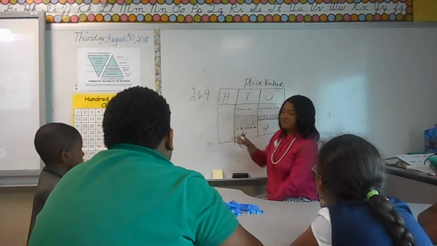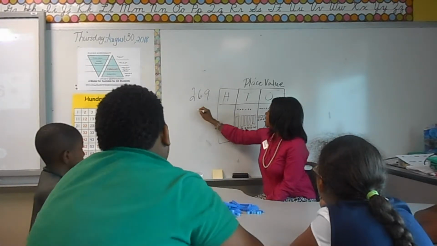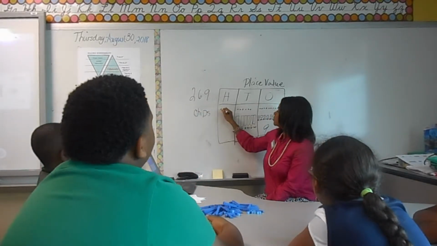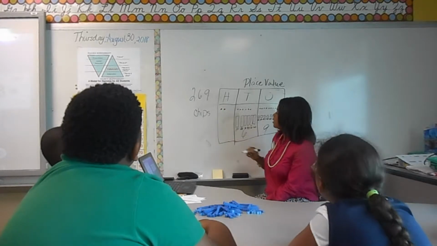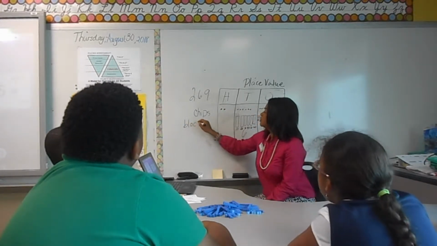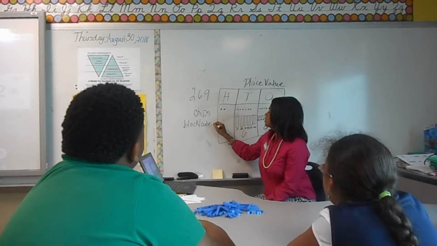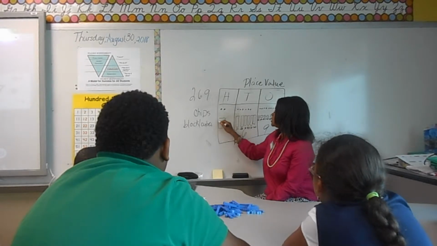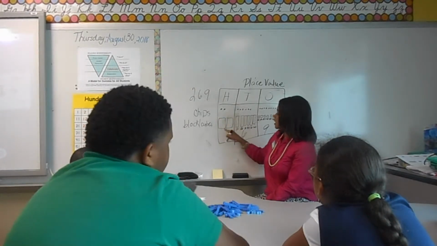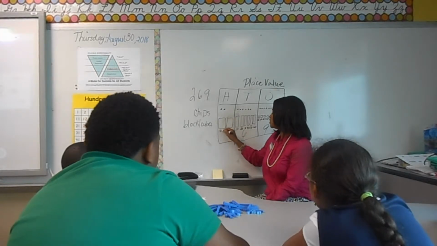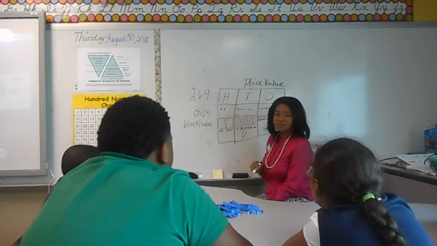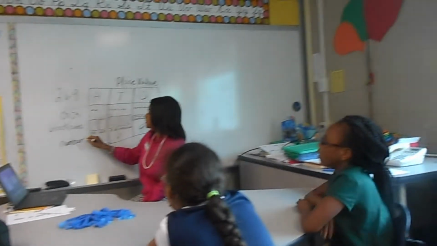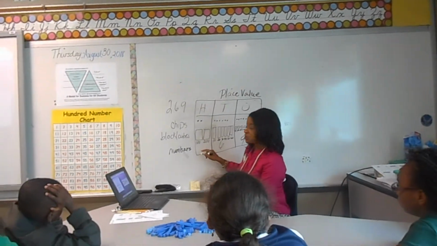Okay, what was my number? 269. What was our first model that we used? The chip model. So how many chips would I have? 2. Let's count them. 100, 200. Now what was our second model? Block and cube. So how many blocks? 2 blocks, so we draw a big square. That'll be 100, 200. And then what was the last method? Numbers. Very good. So what number would I put right here? 200. Okay.